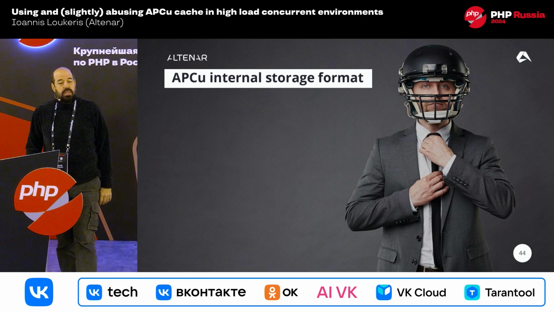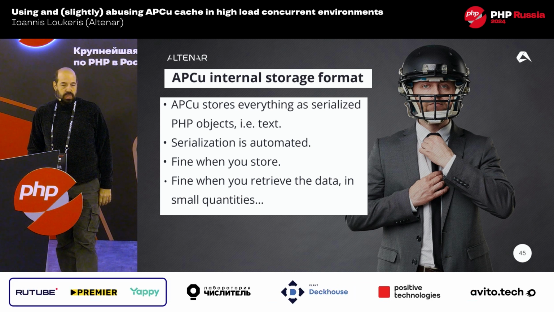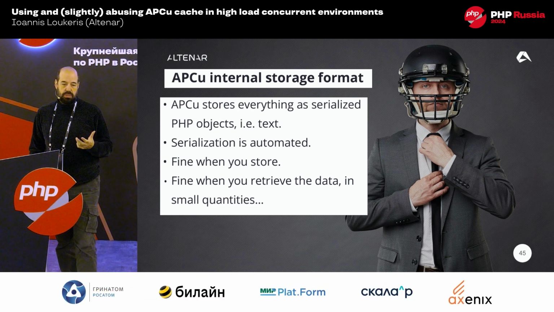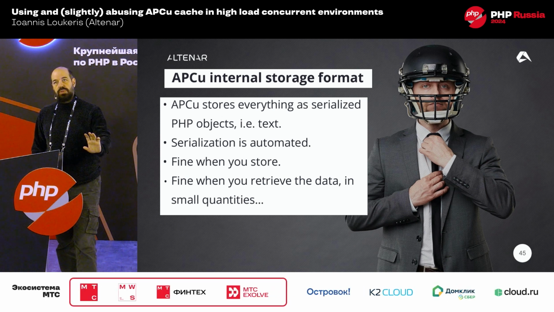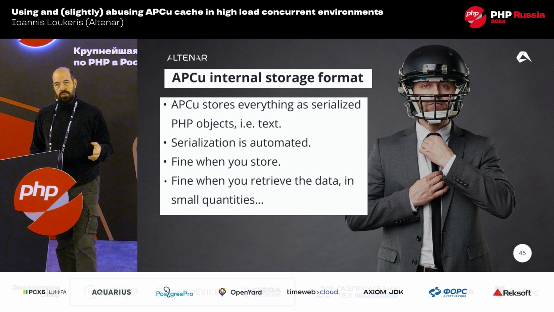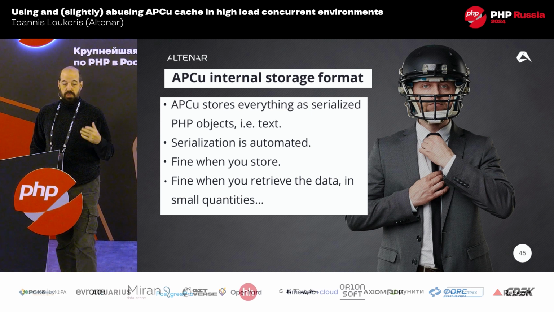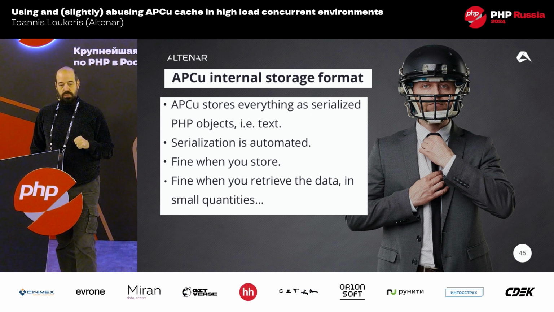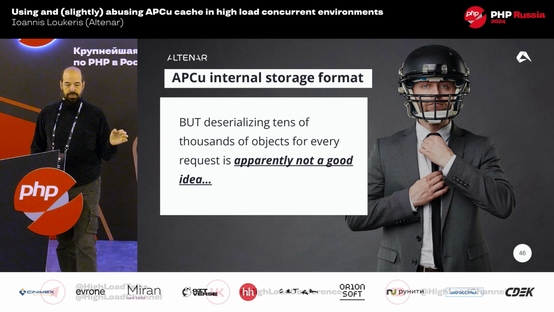Let's discuss APCu internal storage format. As we said, APCu stores everything as serialized PHP objects, that is, text. Serialization is automated. You put things in the cache, serialization happens in the background, text is put in memory, you draw things from the cache, deserialization happens in the background, you get nice objects. Fine when you store, fine when you retrieve data in small quantities.